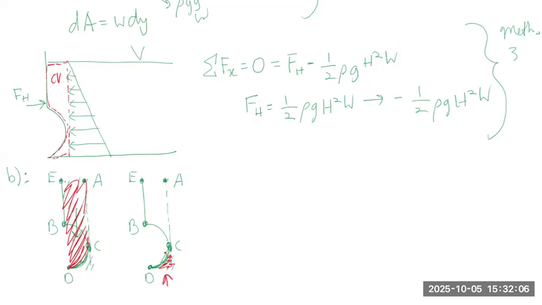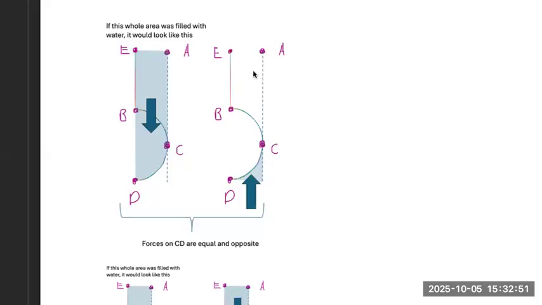And here's a nicer drawn out diagram that I created. So basically, if this whole area was filled with water, it will look like this. And if the area below CD was filled with water, it will look like that. And these two forces are equal and opposite on CD.